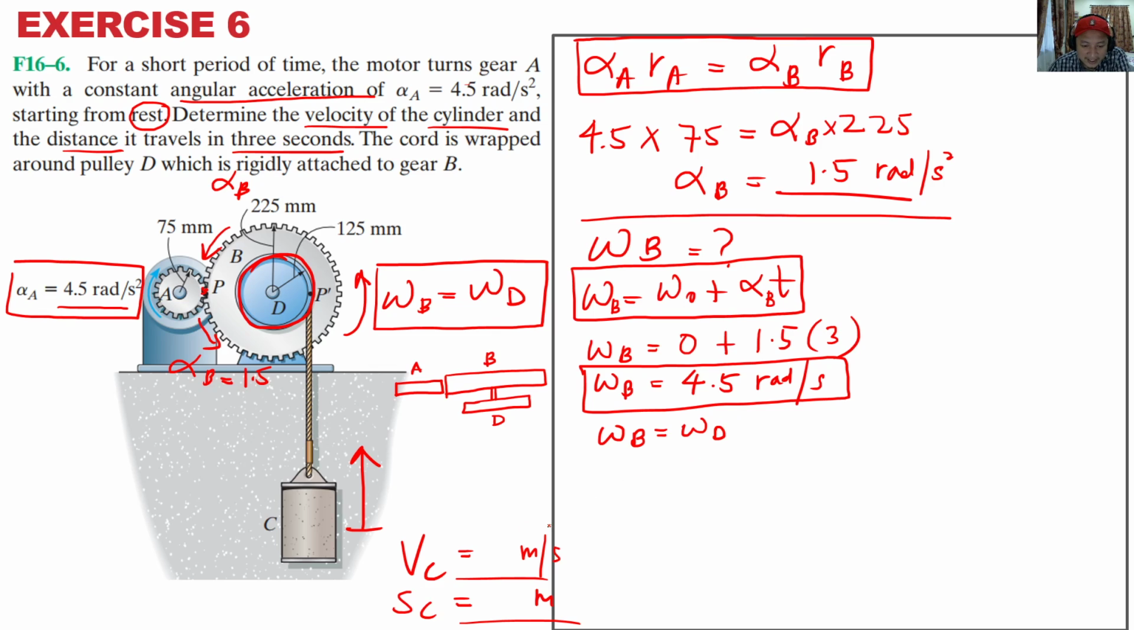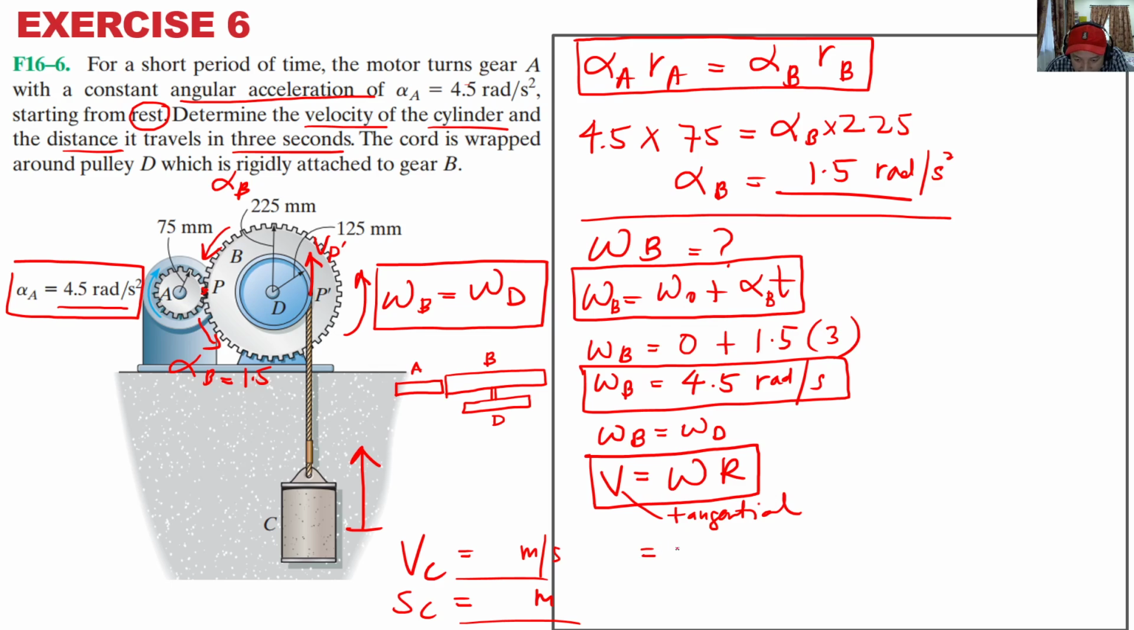So if you want to find out what is VC, V is equal to omega R, right? This V is tangential. When we say tangential, it's this one, tang V. In this case, it's actually VP. What do you call this? Prime. VP prime.